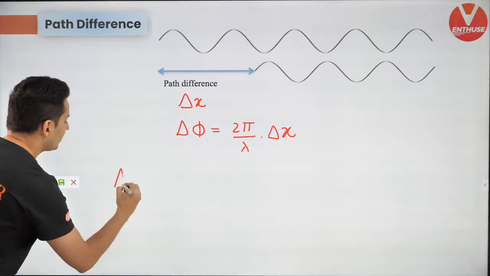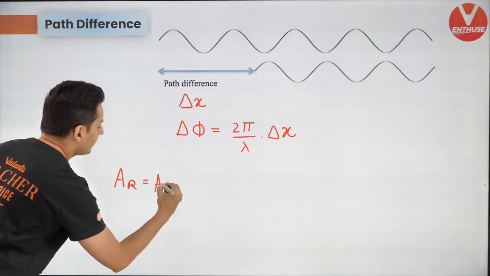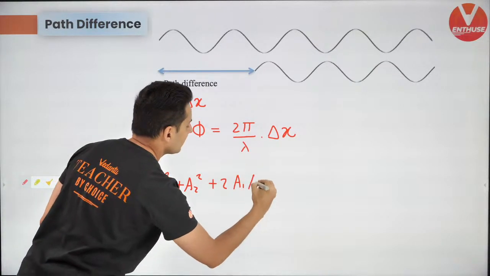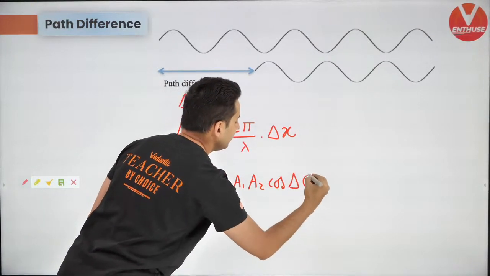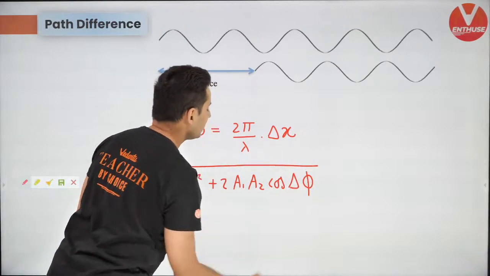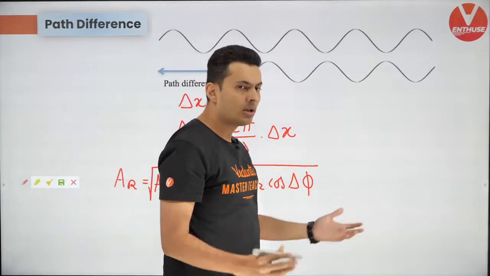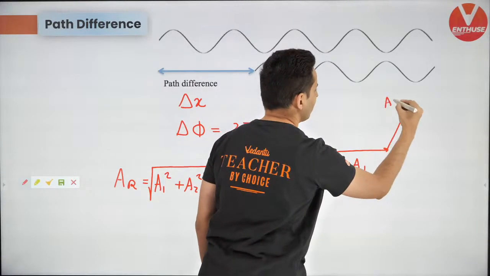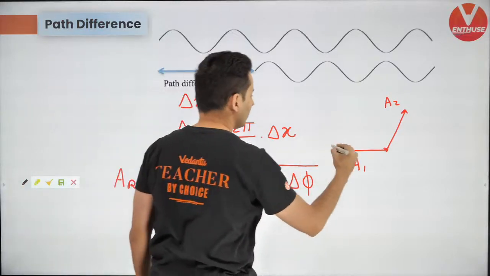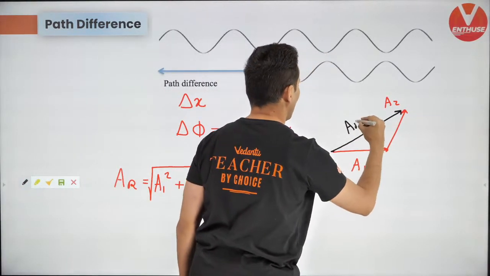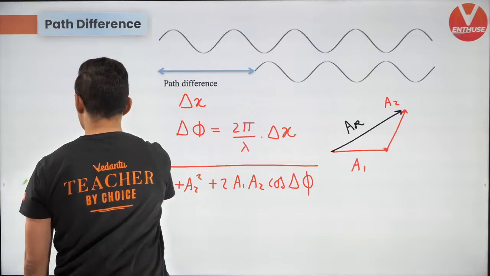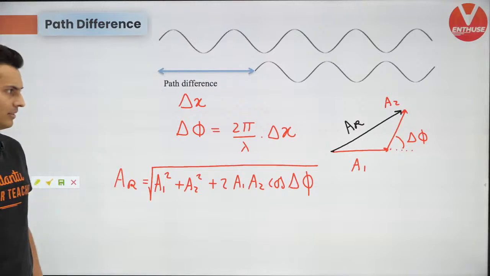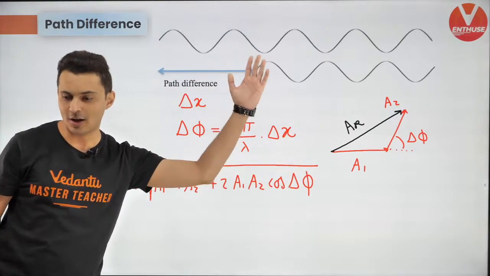And then finally I had told you the resultant amplitude is given by the square root of A1 square plus A2 square plus 2 A1 A2 cos of del phi. That was the formula for the resultant amplitude. It looks very similar to vectors, where you draw one vector here, draw another vector here, and this would be the resultant wave's amplitude, where this over here is the angle between the vectors. At the end of the day, it's vector addition. I hope this is clear.